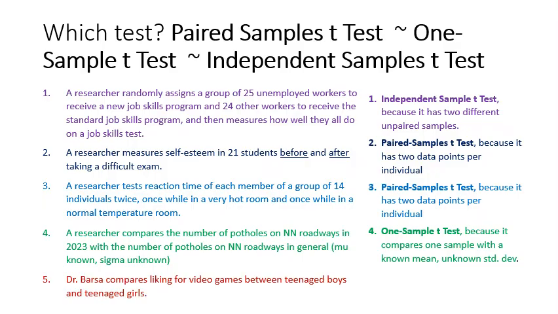Oh, one more problem first. Dr. Barsa compares liking for video games between teenaged boys and teenaged girls. Here we have an independent samples t-test because it doesn't suggest that each boy is paired with an individual girl, and we know that boys and girls are 2 separate groups, so here we have an independent samples t-test.